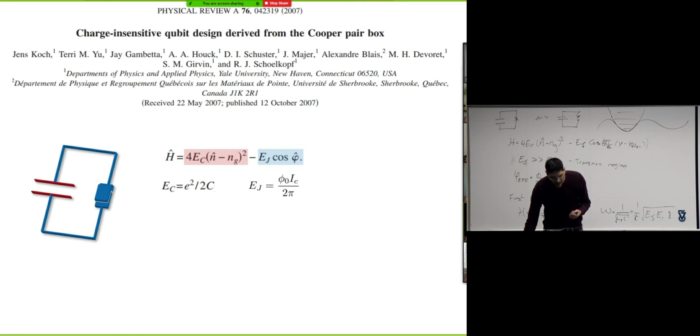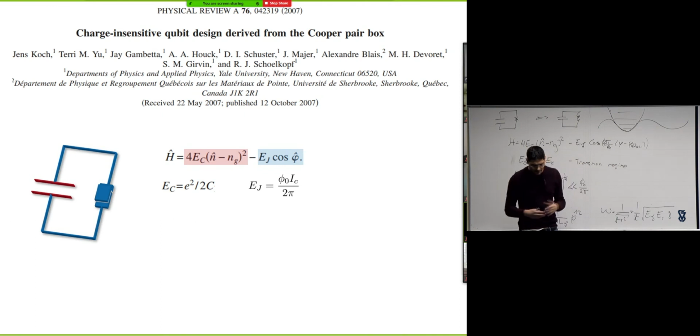And the way you work with it is you apply some gate voltage to bring yourself to a regime where you're relatively flat, but you're highly anharmonic. Okay, so if someone wants to read this paper, it is very thorough. It also goes into the details not only of the quantization of the energy levels, but also which level couples to which level.